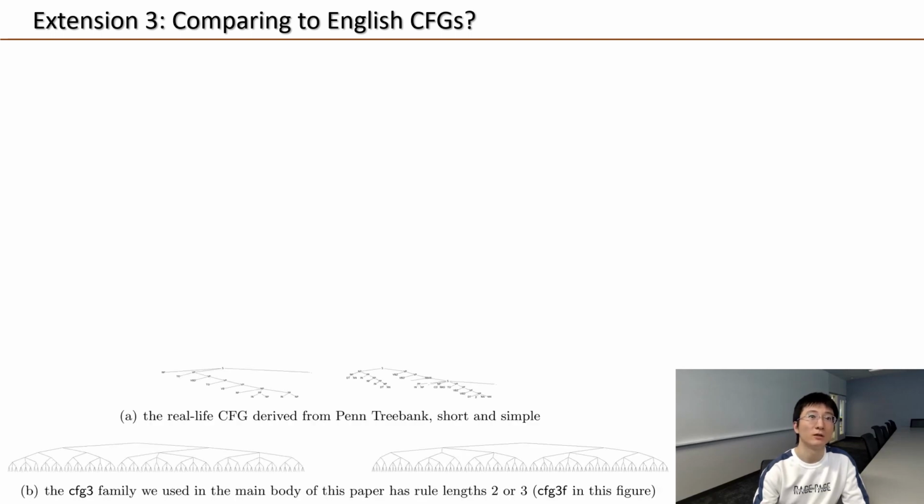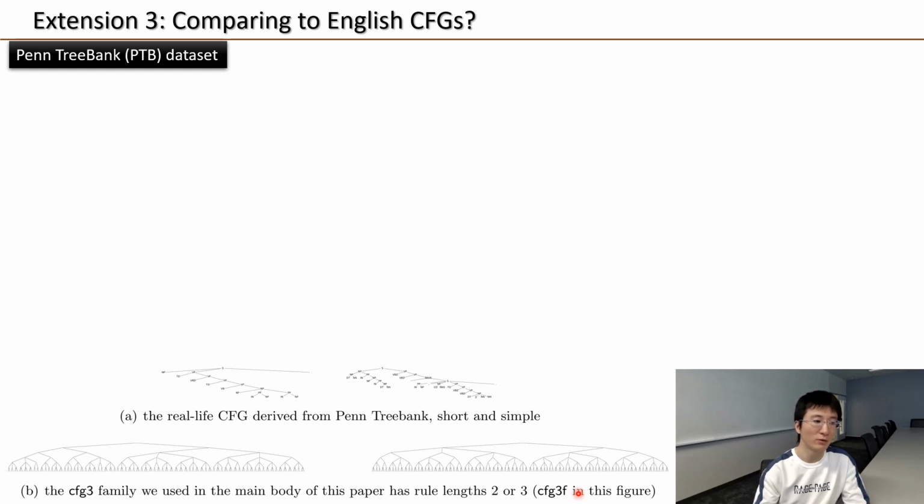So the third result, the third extension I want to say, is to compile to English CFGs. As I said at the very beginning of the talk, the English CFG is very easy. In particular, this is the average length of the English CFG, and this is the 80th percentile of the length of the English CFG. But our CFGs are much longer. Let's say the CFG3 data is much longer.